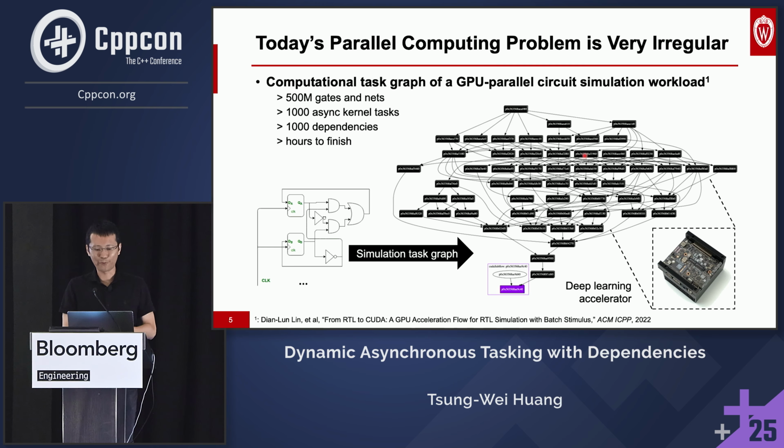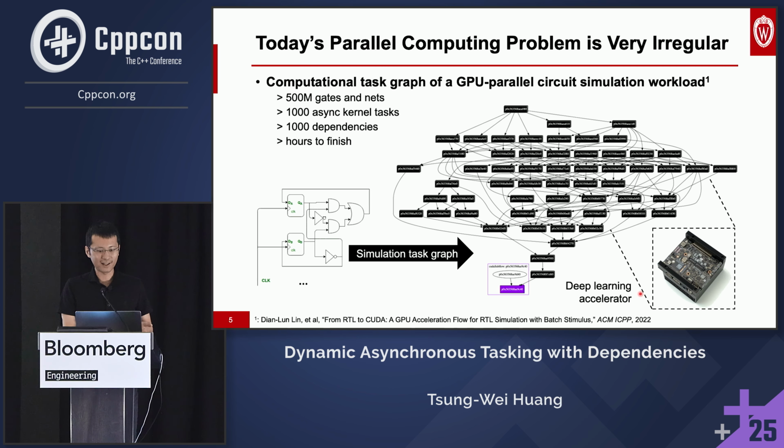In this example, where we are simulating an NVIDIA deep learning accelerator design that has over 500 million gates in the netlist, the resulting task graph has over 1,000 asynchronous kernel tasks and 1,000 task dependencies. Even with a GPU, it will still take several hours to finish.